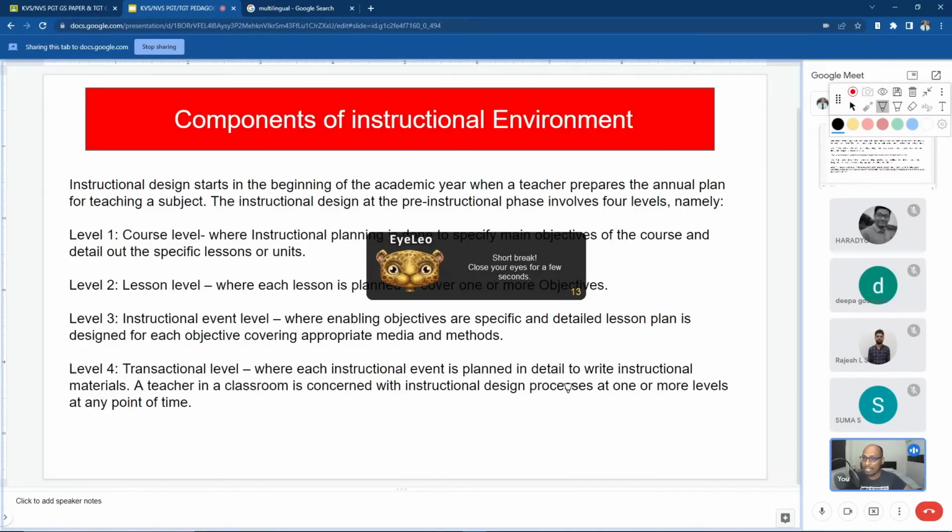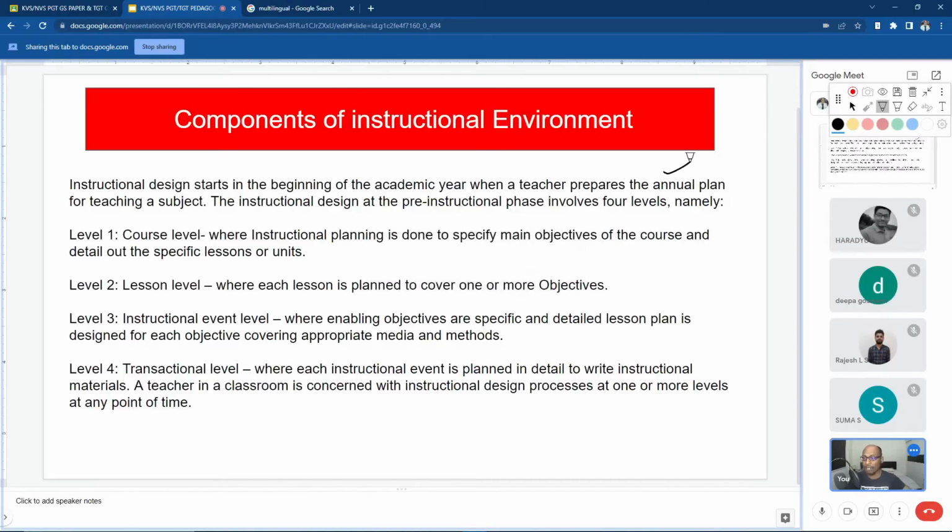Now, instructional design starts in the beginning of the academic year when a teacher prepares the annual plan. So the annual plan is the major one. In that annual plan only the unit plan comes, in the unit plans only the lesson plan comes. Every month, what we have to teach in April, May, June, July, August, September, October, November, December, January, February, the entire annual plan we will prepare. That we call the syllabus or annual plan, we write in our teacher's diary.